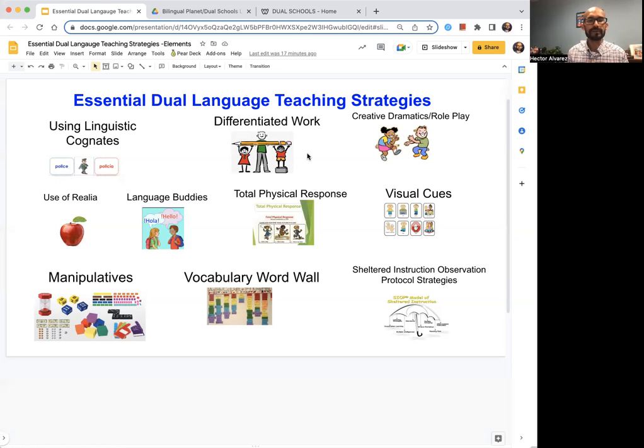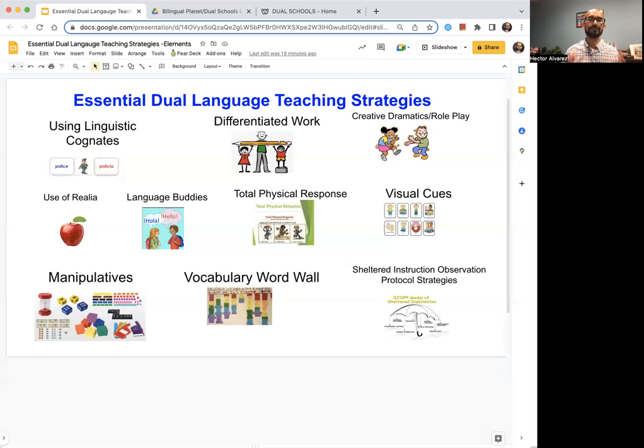Another strategy that we're going to be talking about is differentiation. It's very important for us to differentiate in the work. Remember that this is a process in which we tailor the lessons to meet each student's individual interests, needs, and strengths. Let's remember that we can differentiate instruction across many areas. We can do it through content, process, product, and through the environment.